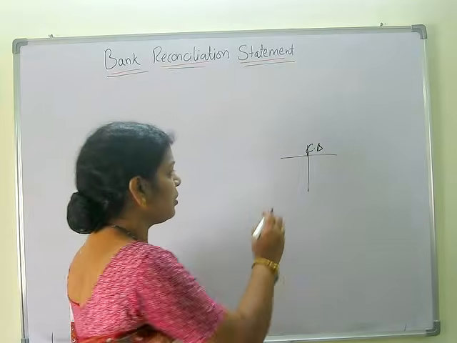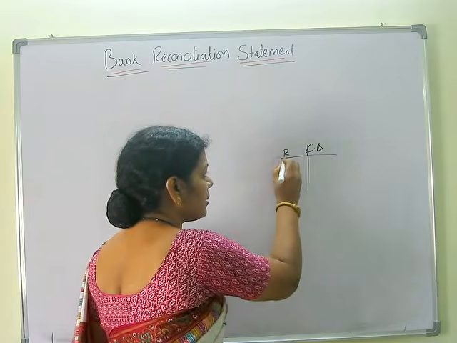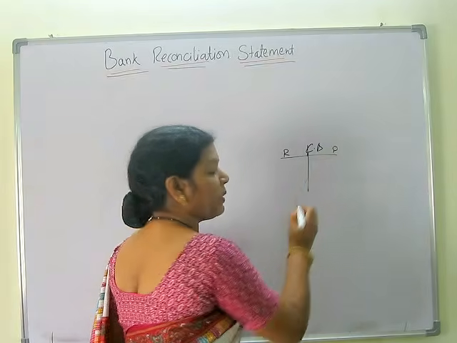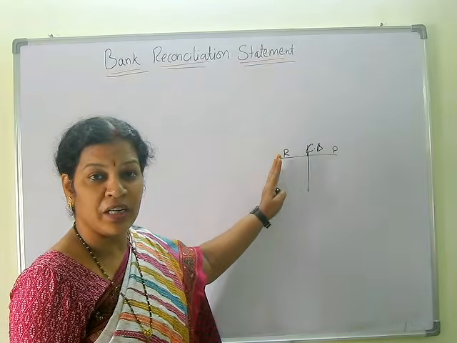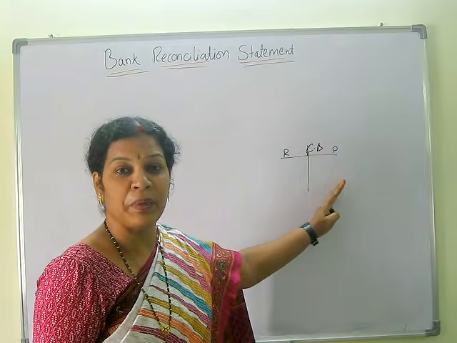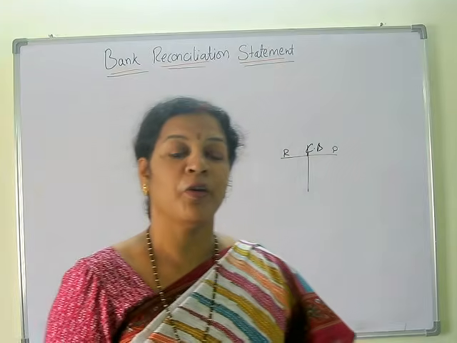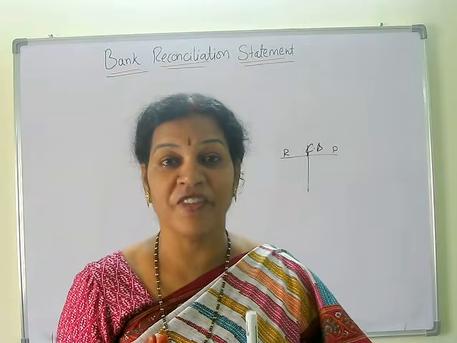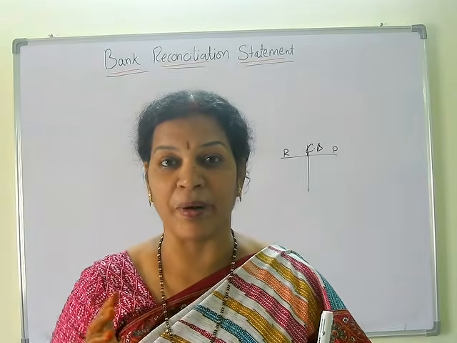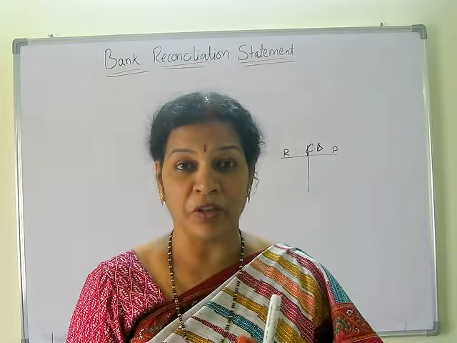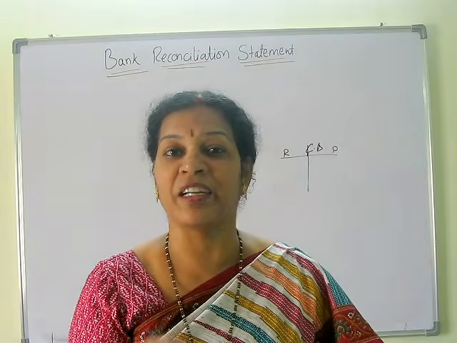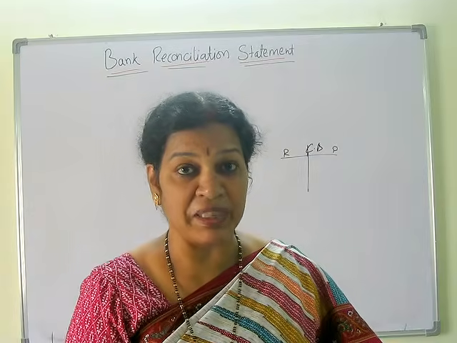CB means cash book. On the debit side we always write the receipts and on the credit side we always write payments. Cash book, debit side receipts, credit side payments. This is cash book. Now we prepare a bank reconciliation statement where there is a difference between cash book and passbook. Passbook, who will maintain? Bankers. The passbook will be in the bank itself. Cash book will be with us.